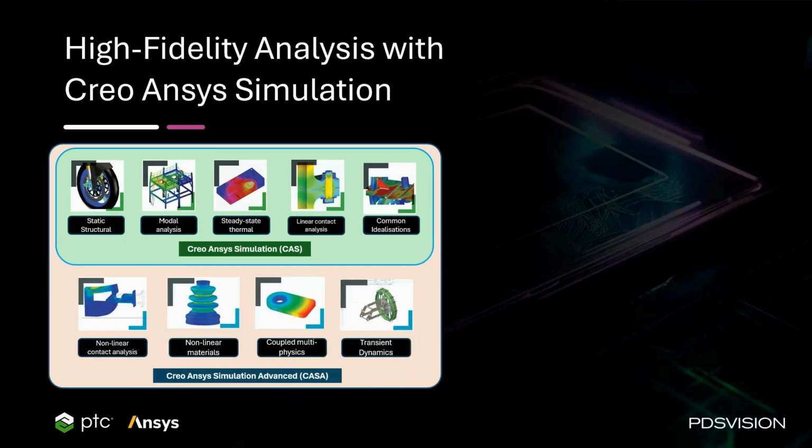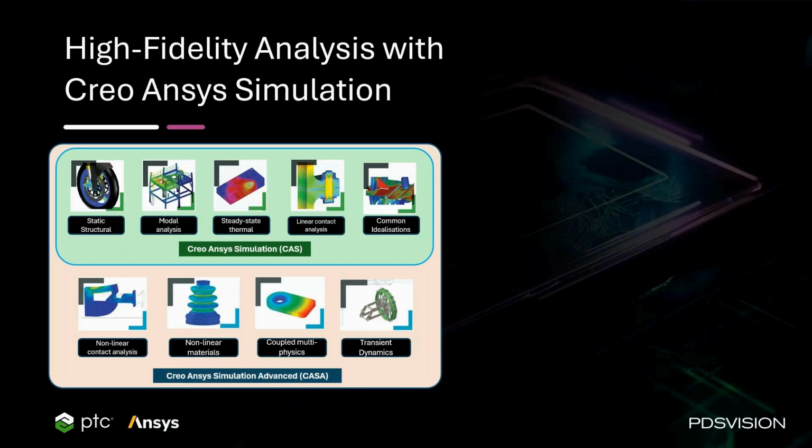Like Simulation Live, there are two license tiers for Creo Ansys: the base Creo Ansys simulation license and the Creo Ansys Simulation Advanced license. With the basic license, you'll get access to linear static structural, modal, and steady-state thermal analyses, as well as access to common idealizations such as shells and beams.